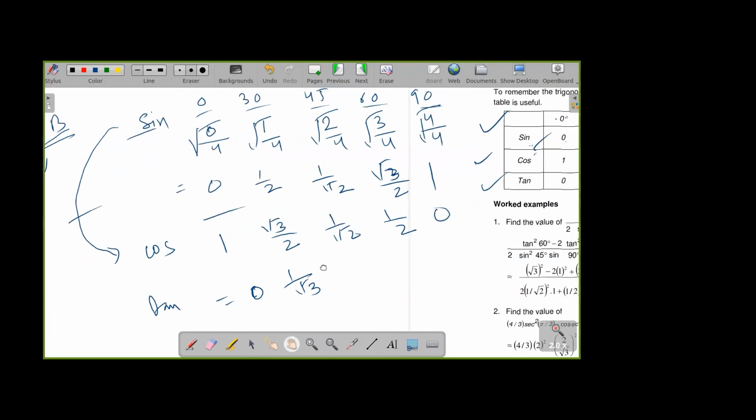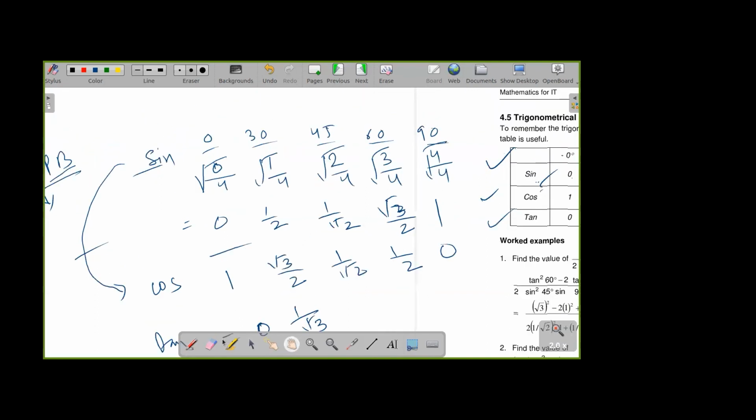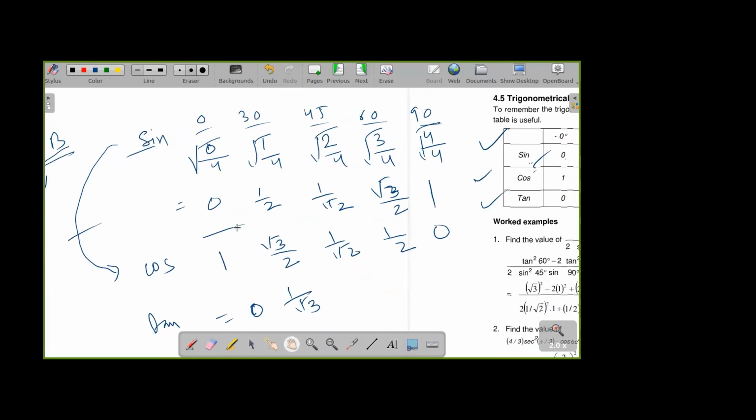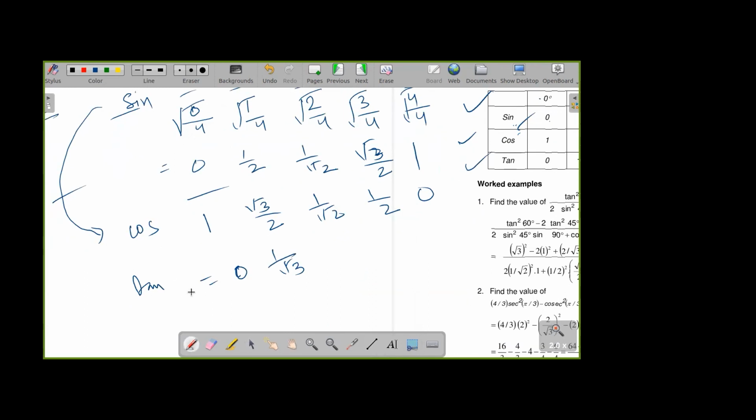Now, if you are stuck in between, like I have to find tan, you can also do sine by cos, like 0 by 1. You can divide and check what is coming. But I think it will be better to remember tan individually because it's 0, 1 by root 3, 1, root 3, and, sorry, the last will not be 1, it will be undefined.